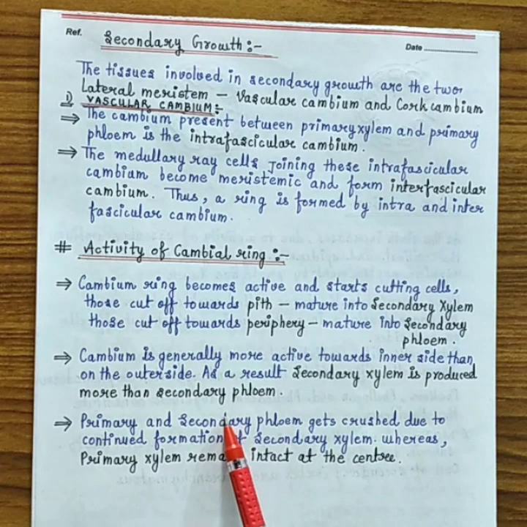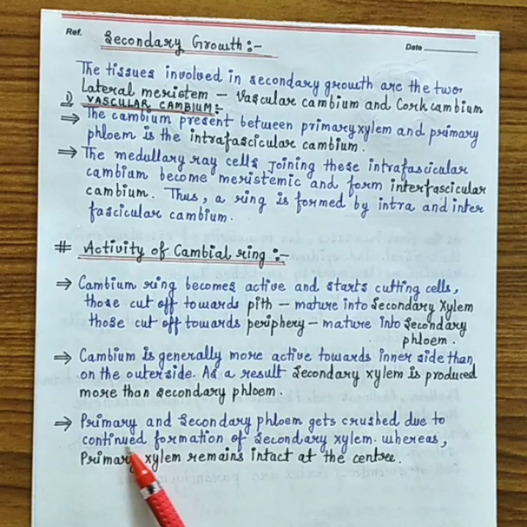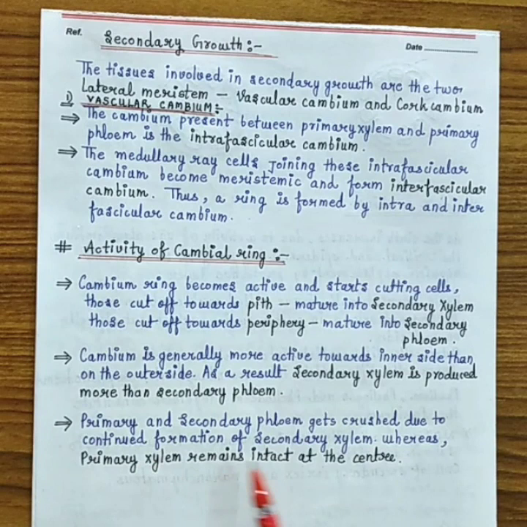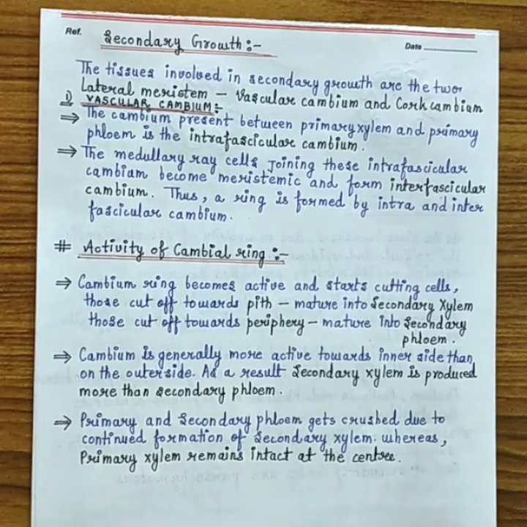सो दैट इज व्हाई सेकेंडरी जाइलम इज प्रोड्यूस्ड मोर देन सेकेंडरी फ्लोएम. नाउ प्राइमरी और सेकेंडरी फ्लोएम गेट क्रश्ड ड्यू टू कंटिन्यूड फॉर्मेशन ऑफ सेकेंडरी जाइलम. सेकेंडरी जाइलम की कंटिन्यूस फॉर्मेशन की वजह से प्राइमरी और सेकेंडरी फ्लोएम क्रश हो जाते हैं, वेयरएज जो प्राइमरी जाइलम है वो इंटैक्ट रहता है एट द सेंटर. मीन्स सेकेंडरी जाइलम के ज्यादा और कंटिन्यूस फॉर्मेशन की वजह से प्राइमरी और सेकेंडरी फ्लोएम पे तो फर्क पड़ता है, बट जो प्राइमरी जाइलम है वो सेंटर पे इंटैक्ट पोजिशन में तभी भी अवेलेबल रहता है.